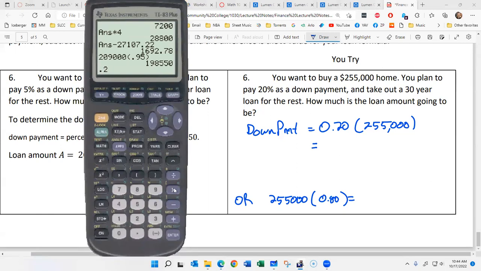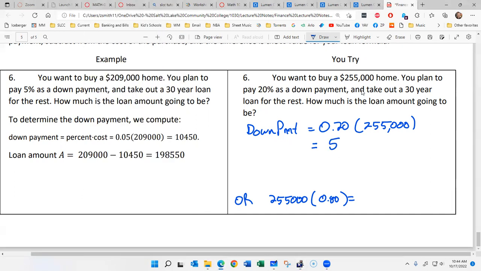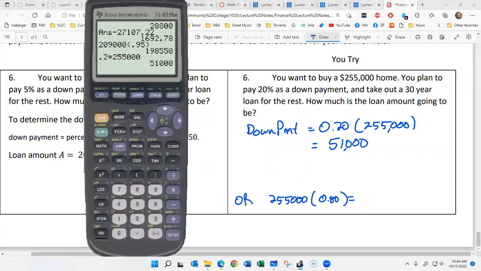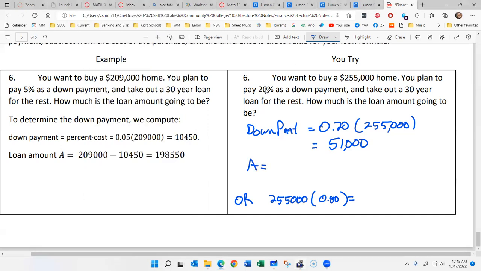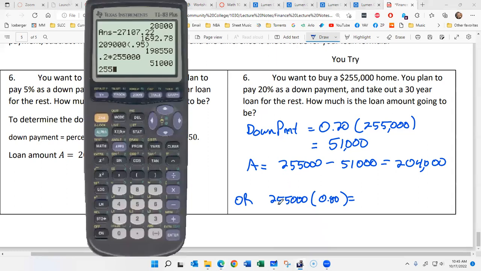So 0.2 times 255,000. This is the amount of the down payment. If they ask how much are you paying, you just have to work out the actual down payment. And then how much you're going to borrow from the bank will be the full value minus the down payment you're making. That should be, I think it's 204,000. Let's double check by doing it this way as well. Yep, perfect.